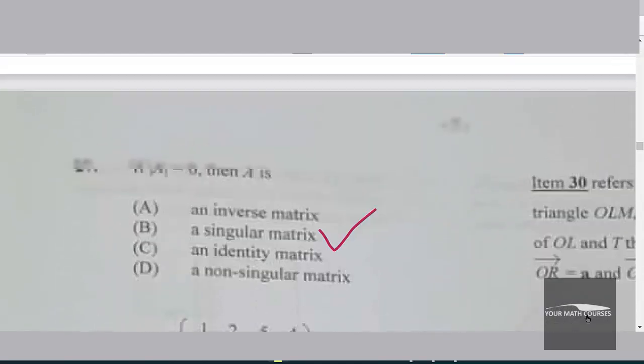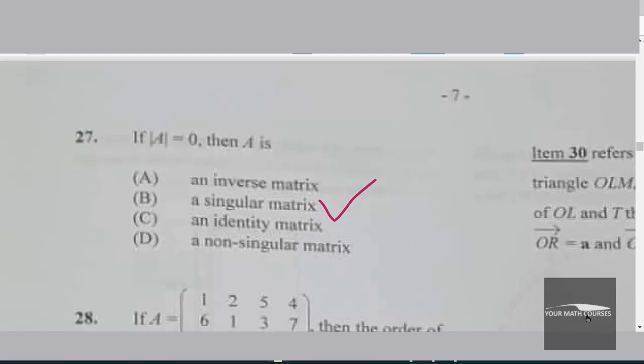Number 28. If the matrix A is given as you can see, then the order of A is, so the order of a matrix is the number of rows by columns. So the rows are 1, 2, 3. The columns are 1, 2, 3, 4. So 3 by 4 matrix. So the answer is C.